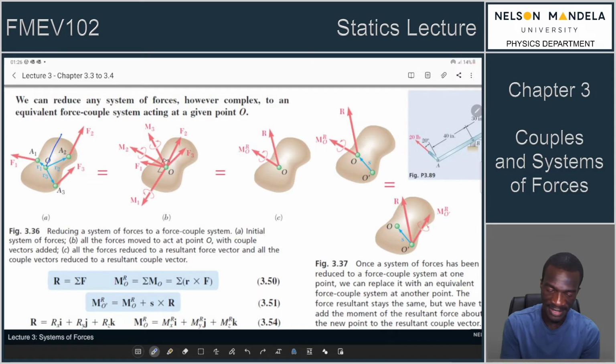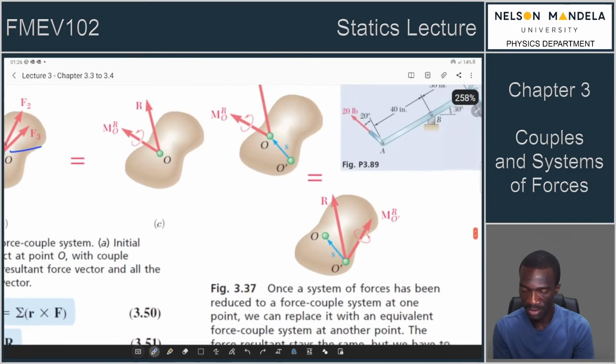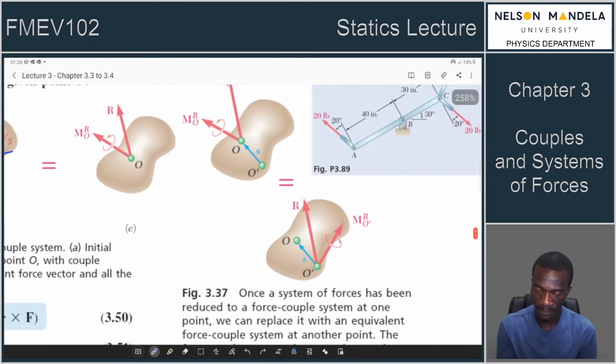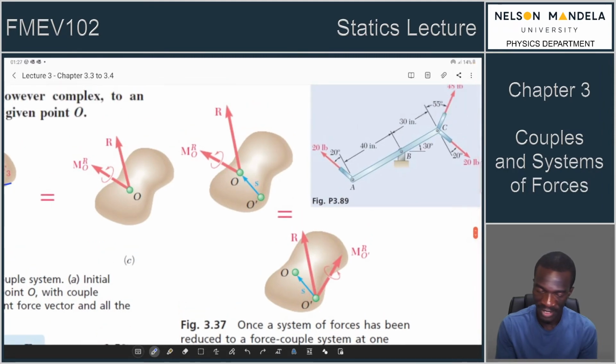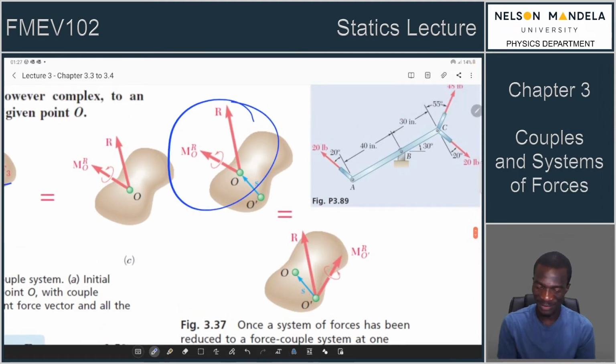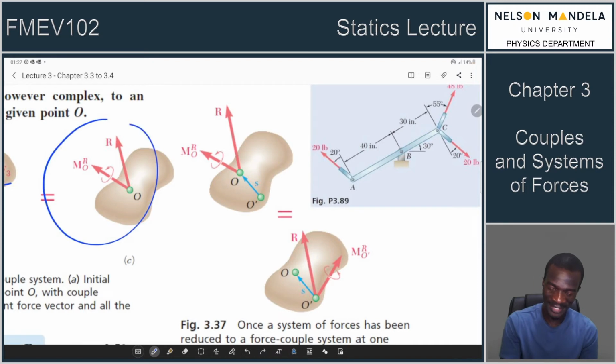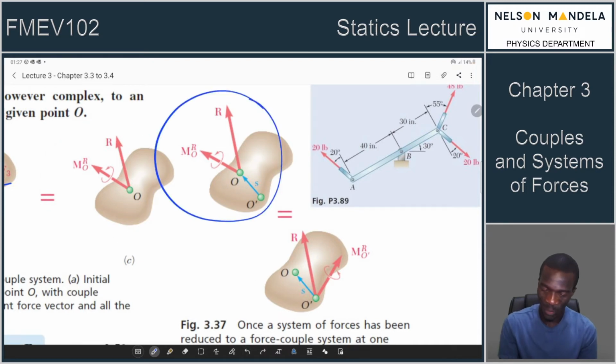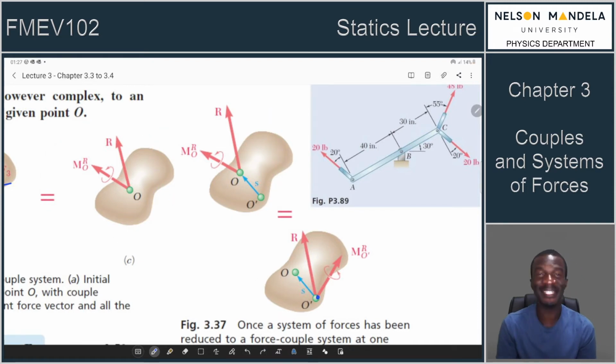This is being done onto the origin, but we can move those forces onto any other point on the rigid body. An example is shown in figure 3.37 here, where we are moving this system that we have created to a new location O prime. It's just the same, isn't it? It's just one force and one couple. We're just moving them to a new location.